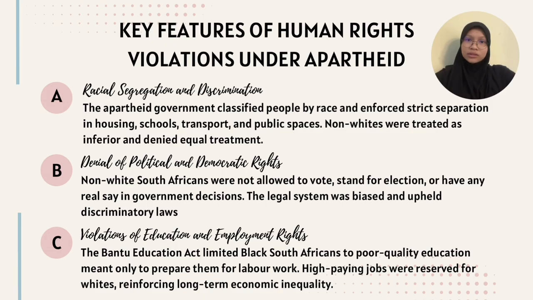Third, their rights to education and employment were also restricted. The Bantu Education Act gave Black South Africans a poor quality education, only to prepare them for low-skilled labour. Meanwhile, better jobs and opportunities were reserved for the white population. All of this shows how apartheid was built on injustice and how it violated the basic rights of millions of people in a systematic and legalised way.